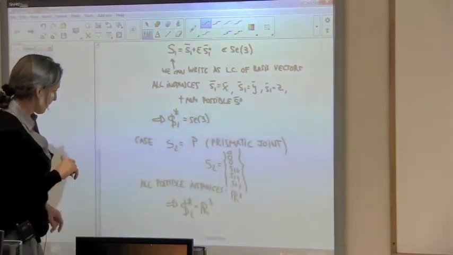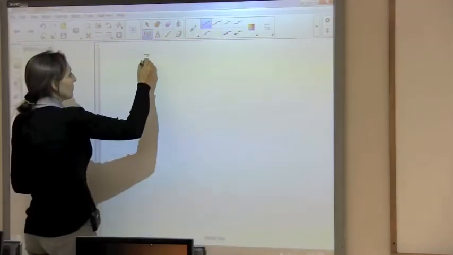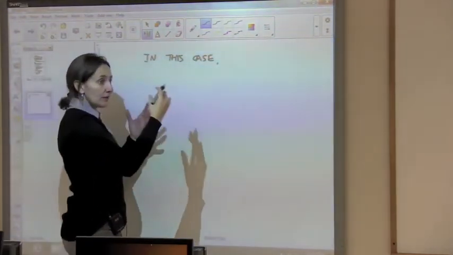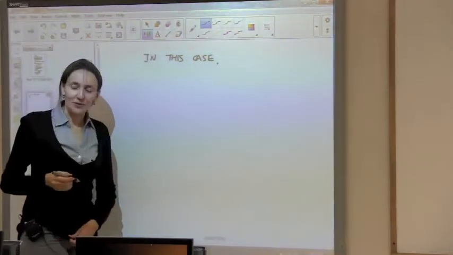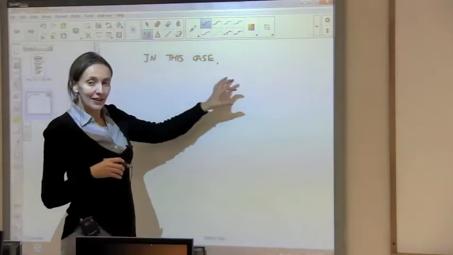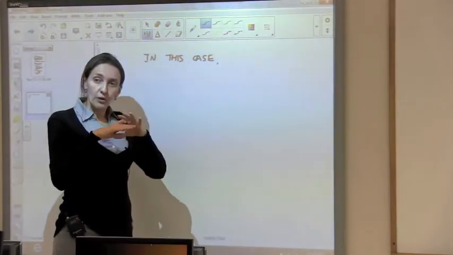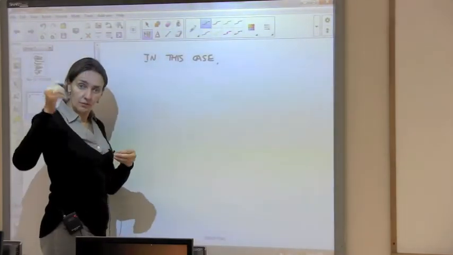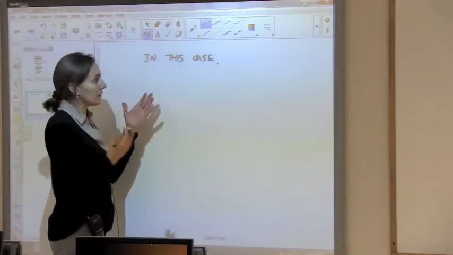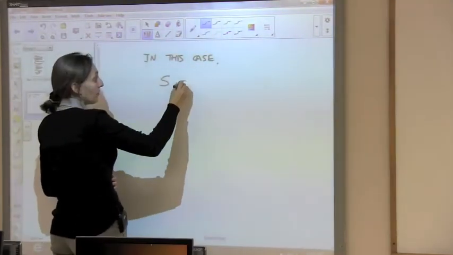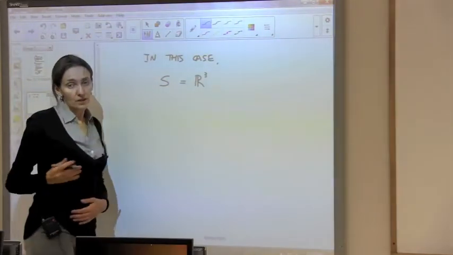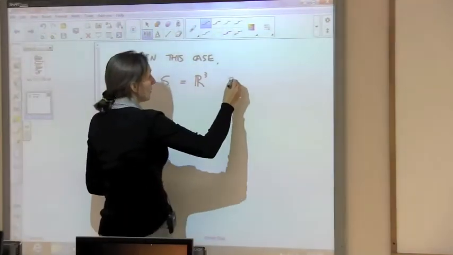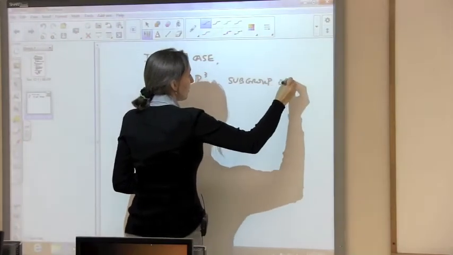Okay, let me just go to the next page. In this case, I haven't proved this one, but believe me when I tell you, all the possible translations will form this Lie algebra of dimension 3, and then the corresponding subgroup, if you don't have limitation on your joint variables, if they go from minus infinity to infinity, then your S will be the subgroup of translations R3. So this is the subgroup, it's not the subspace in the Lie algebra. Okay, the subgroup of 3D translations.